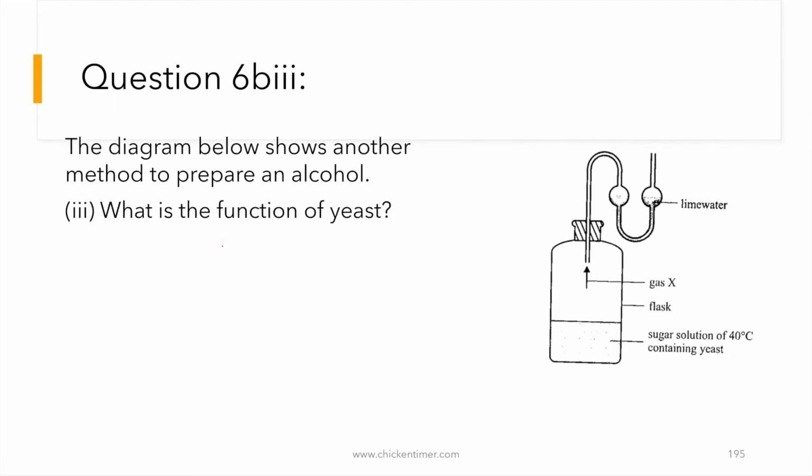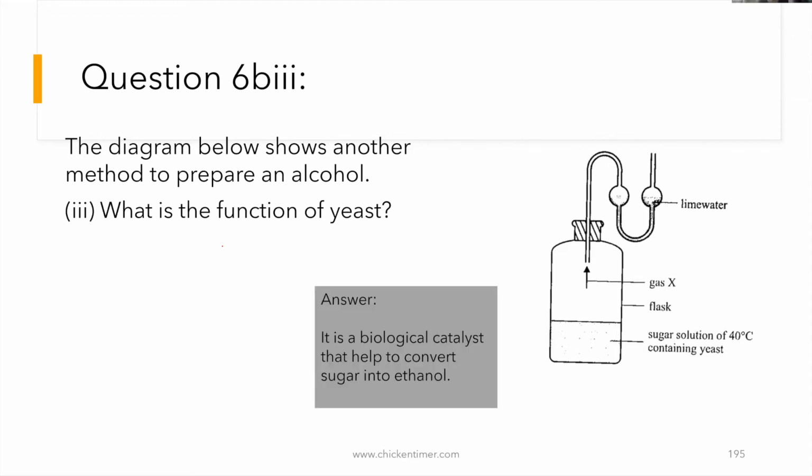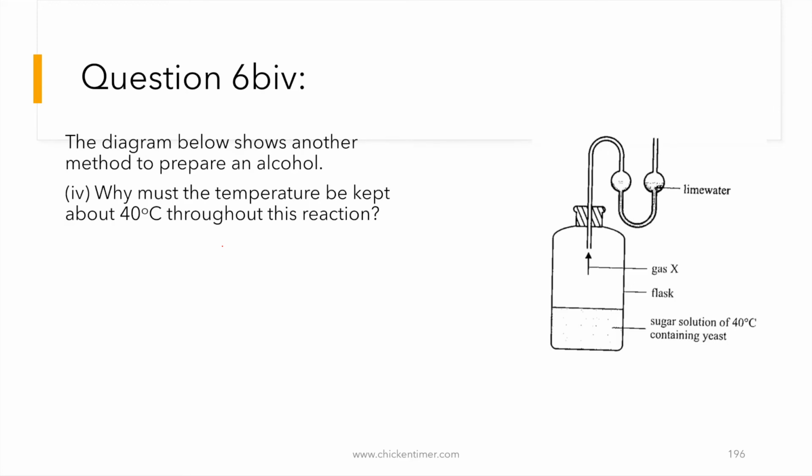What is the function of yeast? It's to produce enzymes. The enzymes will act as catalyst for the reaction. Yeah. Then temperature is kept at about 40, that means 37 to 40. This question goes back to your rate of reaction. And you know that yeast contains enzymes. Enzymes are catalyst for the reaction. Yeah, after 40 degrees, the yeast cells are killed. Yeah, the enzymes will be killed.